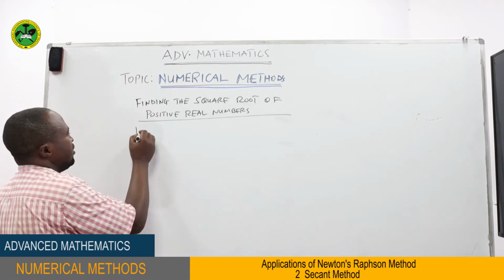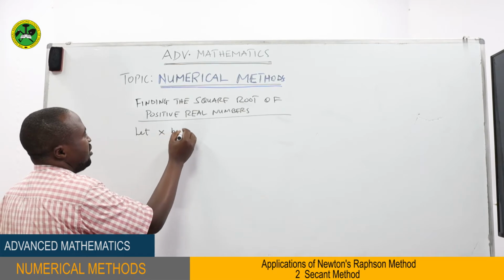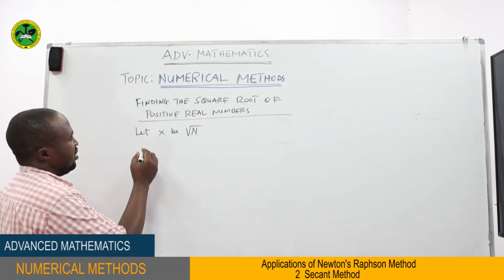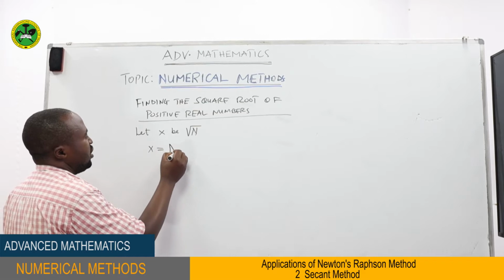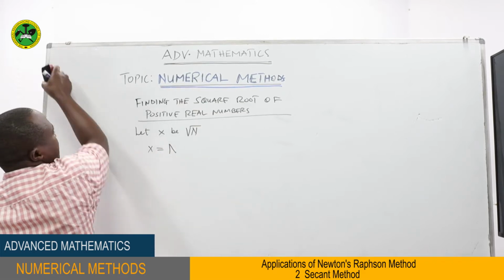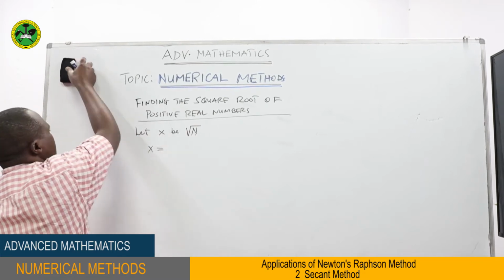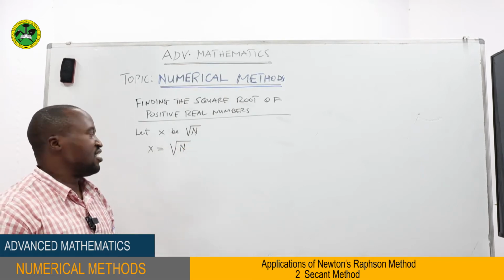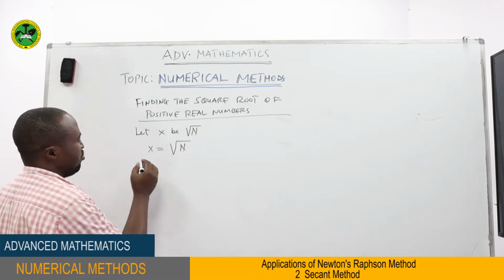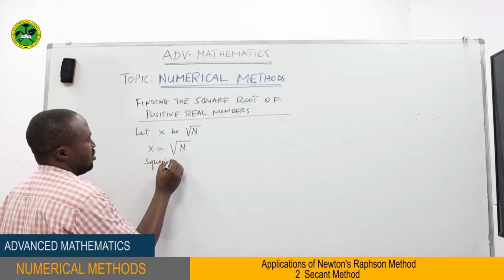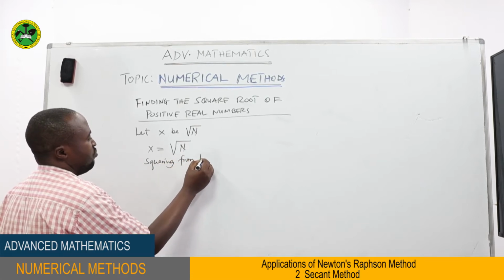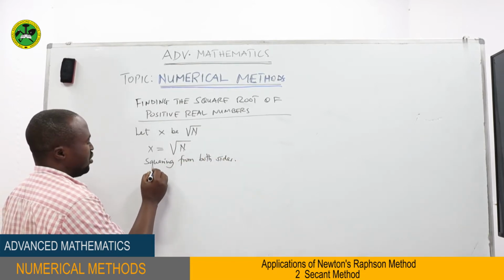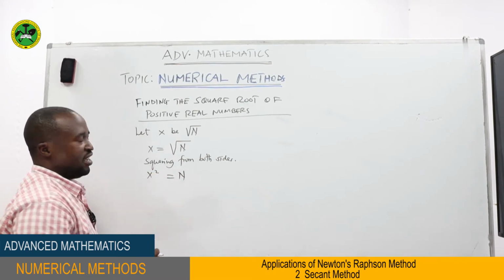Now let x be the square root of real number n. That means x is equal to square root of n. Then let us square both sides. We are going to have x squared is equal to n.